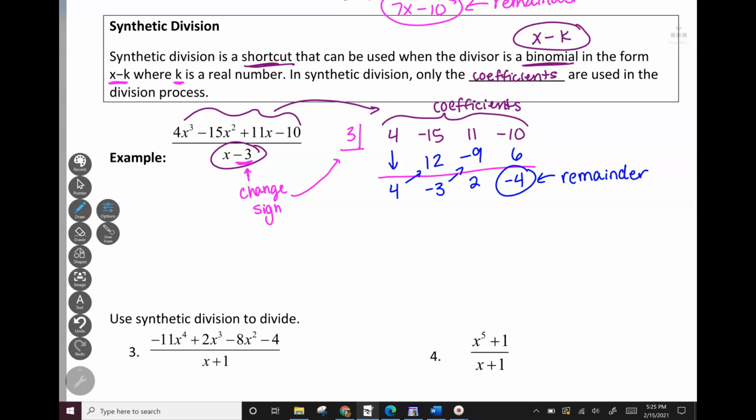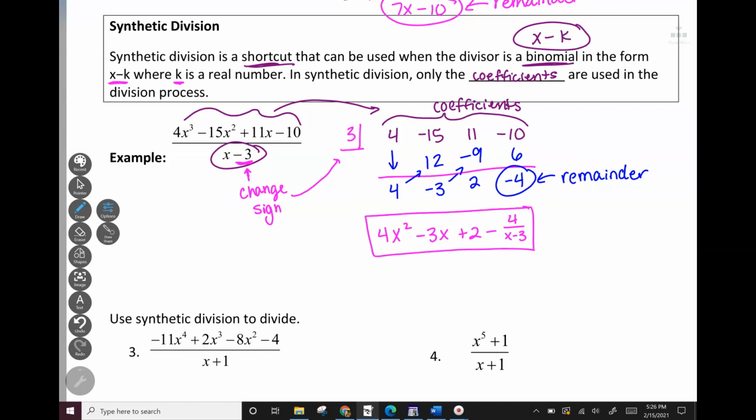That is your remainder. And so now, what do these new numbers mean? What does the 4, negative 3, and 2 actually mean? These are actually your new coefficients. So you're going to have 4x squared minus 3x plus 2, and then you have your remainder, which I can write plus negative 4 or just minus 4. It doesn't really matter. So minus 4 divided by, again, always dividing by your divisor, x minus 3.